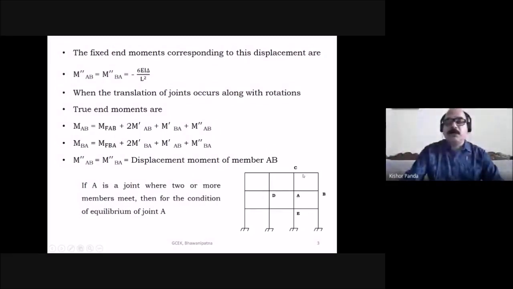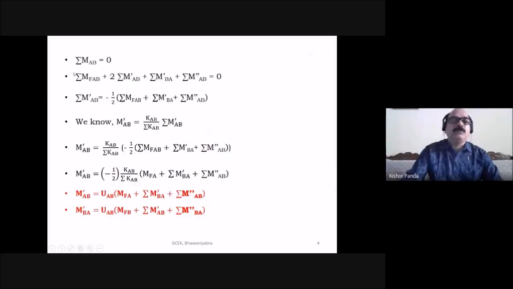Let us take this frame. Here this is the joint A, and these are the members: AB, AC, AD, and AE, all meeting at joint A. If A is a joint where two or more members meet, then for the condition of equilibrium of joint A, the summation of MAB is equal to 0. That means MAB plus MAC plus MAD plus MAE is equal to 0. That is indicated as summation of MAB equal to 0.